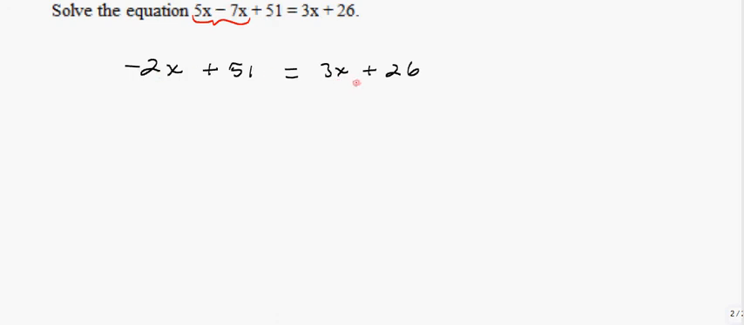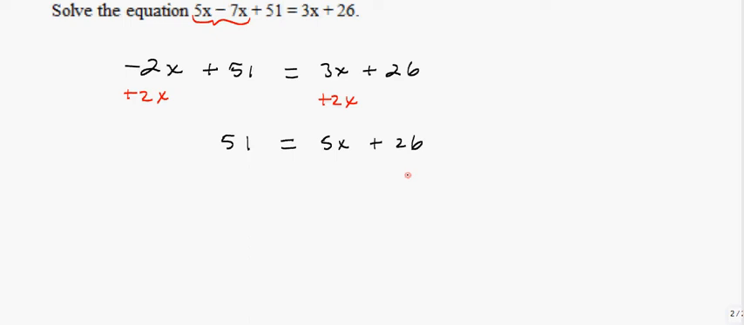Well, we can't just pick it up and move it. What we actually will do, since this is a negative 2x plus 51, is add 2x to both sides, because a negative 2x plus 2x wipes these guys out, which is what we wanted to do. We're left with just 51 over here is equal to 5x plus 26.